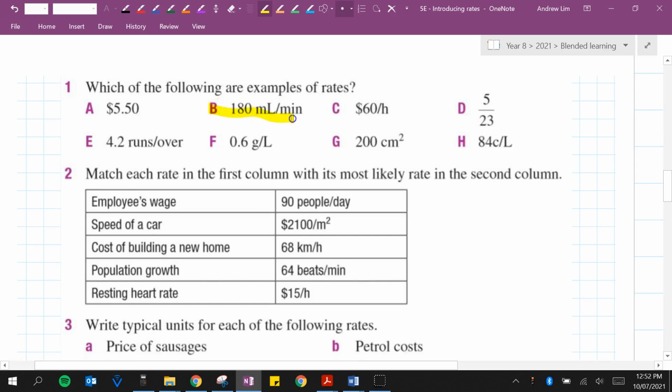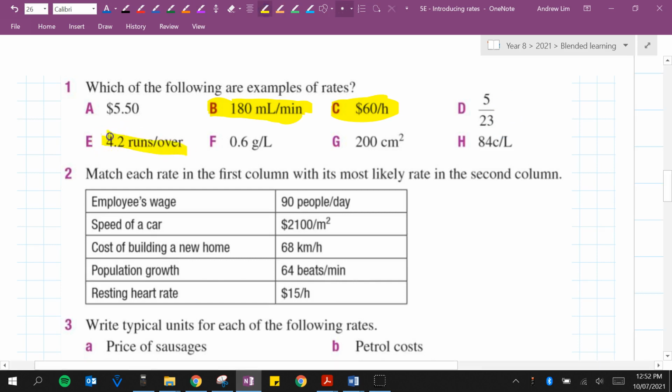Question B is a rate because it's 180 milliliters per minute. C is a rate, $60 per hour. D is not a rate. D can actually be written as a ratio because they are the same units. It doesn't say dollars per kilogram or something else like that. Because it doesn't say the units, we assume that the units are the same. It could be 5 centimeters to 23 centimeters. But because they're the same units, we assume that it's a ratio.